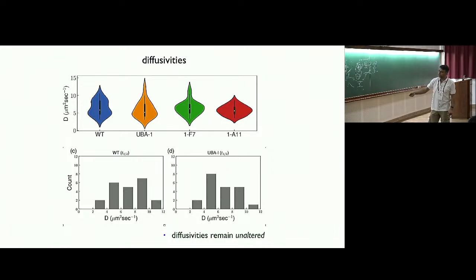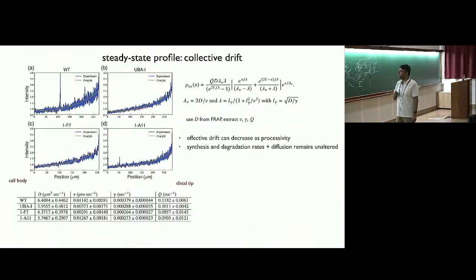So the conclusion is that diffusivities remain unaltered, and the number is several microns squared per second, 4 to 5 microns squared per second. Then finally, we look at the intensity profile along this axon, starting from the cell body to the cell terminus. This is around 300 microns in length. Over that steady state, the intensity profile in all of them shows this exponential structure.